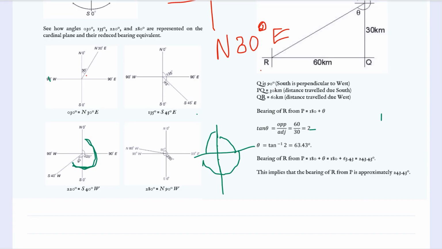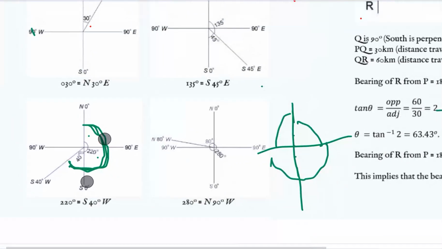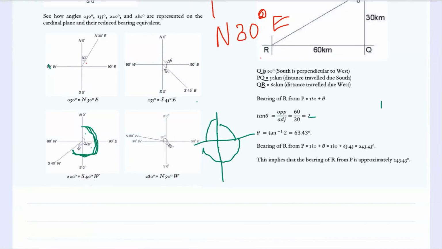It will not be 40, so I think that should be 50 degrees. I'm sure you understand what I'm trying to say there. So since this is 220, 90, 90, that's 180, then up to this part it's supposed to be 50, the remaining angle for it. So that should be south 50 degrees west.